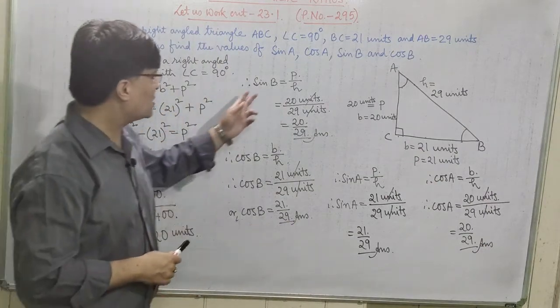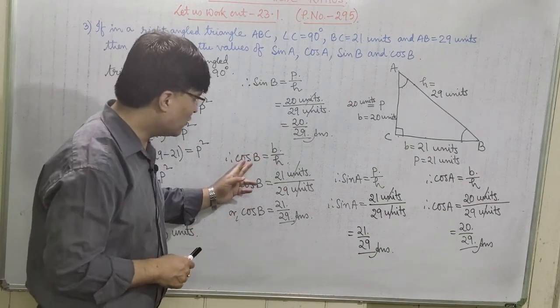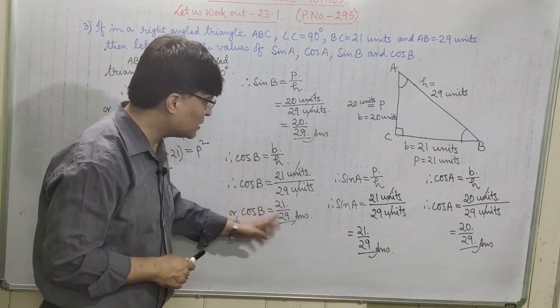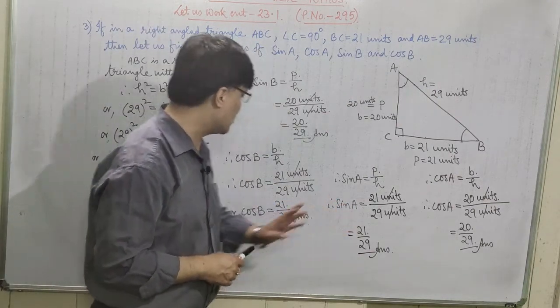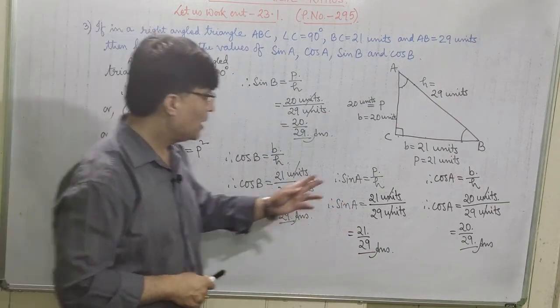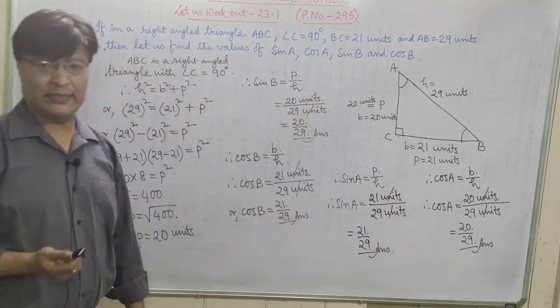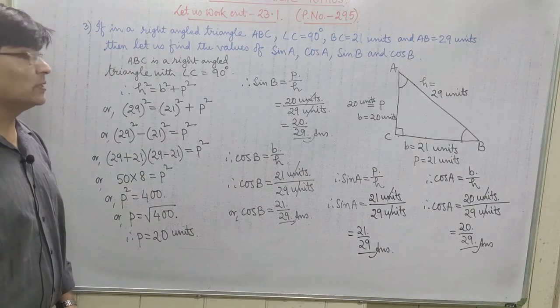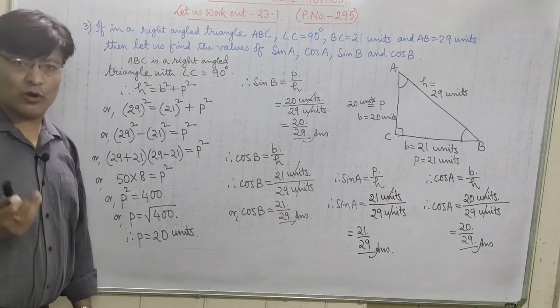So now in this case, what is the value for sine B? 20 by 29. What is the value for cos B? It is 21 by 29. What is the value for sine A? It is 21 by 29. And what is the value for cos A? It is 20 by 29. So these are the answers. So I think you have understood it. So you can copy it.